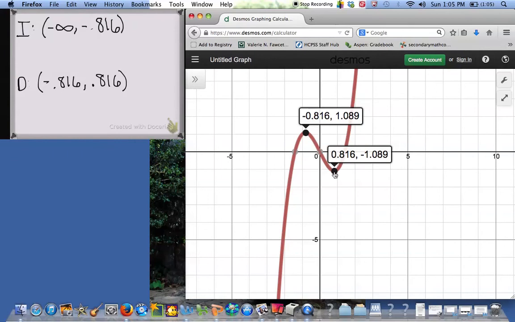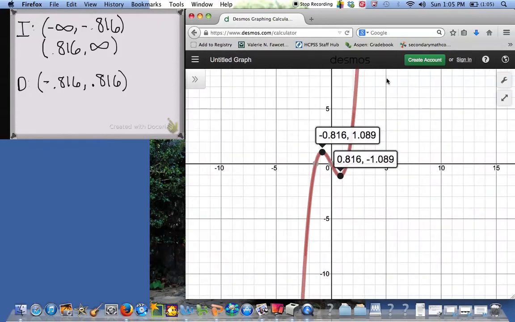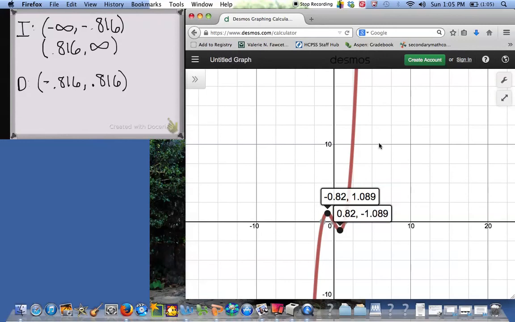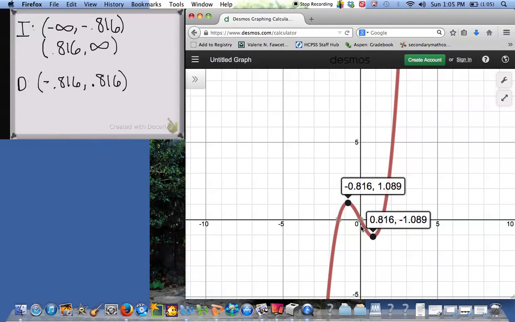Now once we hit 0.816, there's a local minimum here and it turns and our graph starts to increase again. So we need to go back up to increasing and add another interval from 0.816 to infinity. Once we reach this point, it just goes up and up and up forever, and you can zoom out and see that. So it does get a little tricky once you start to have local mins and maxes, and you'll have multiple intervals of increasing and decreasing.